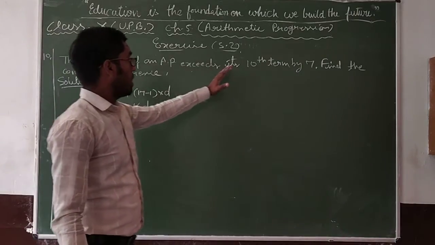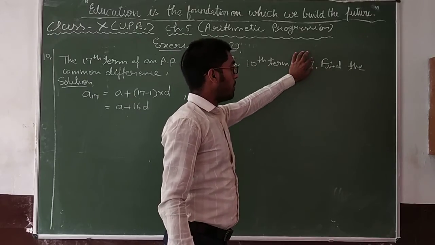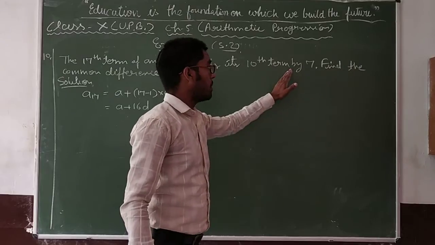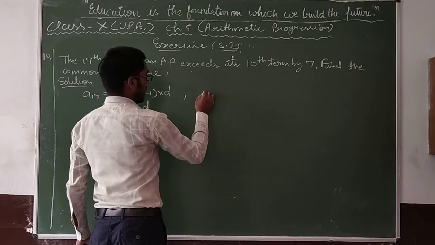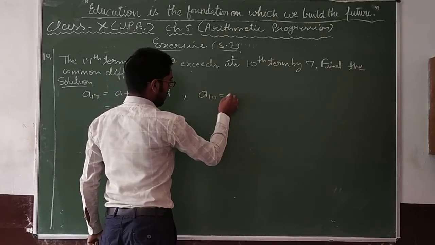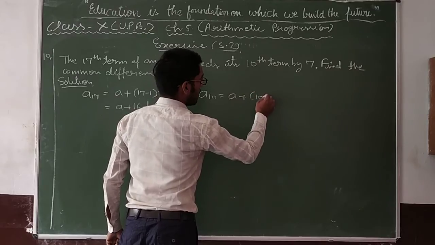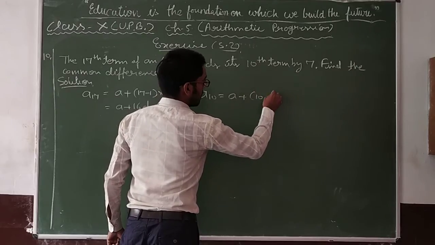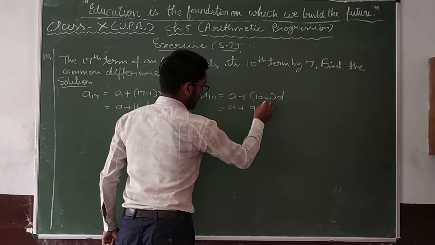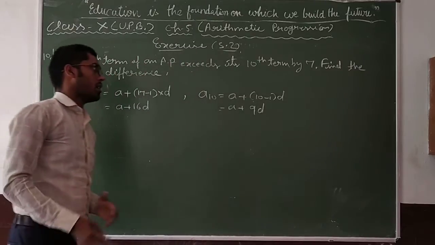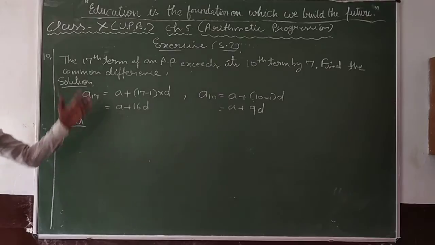Now the 10th term. First write the 10th term with the help of the condition. The 10th term is a10 is equal to a plus n minus 1 into d, and here the number of terms is 10, so 10 minus 1 into the common difference d, a plus 9d. Now write according to your condition.